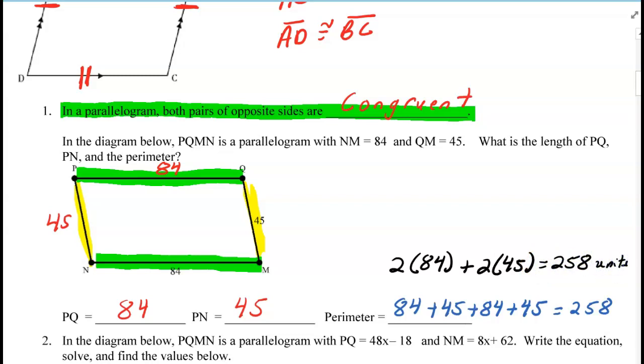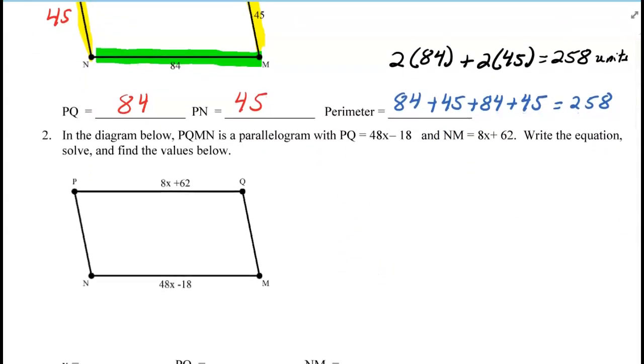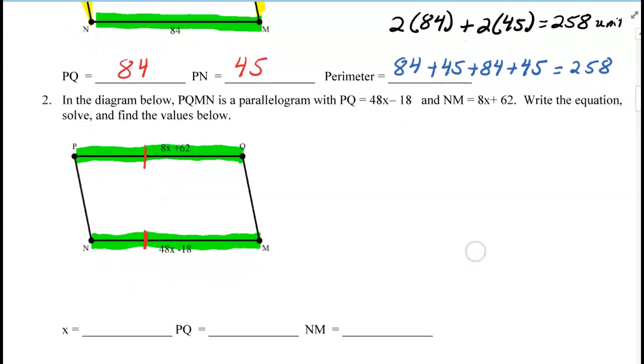Let's take a look at example number 2. Knowing that opposite sides of a parallelogram are equal, we know these two sides that I'm highlighting are congruent, so I'm going to put a tick mark there. What that means is 8x plus 62 is equal to 48x minus 18, since opposite sides are congruent.